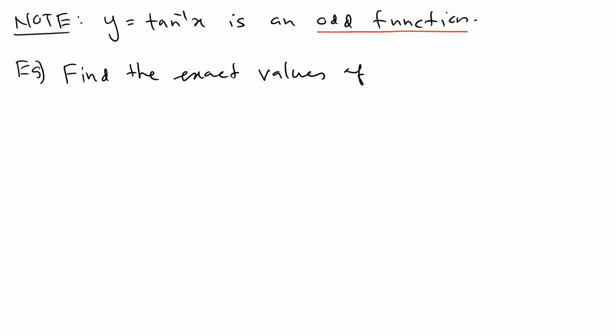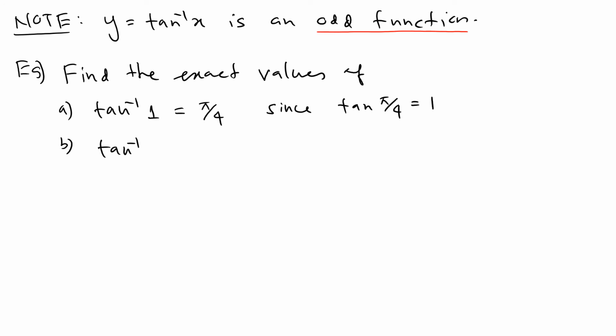Find the exact values. The first one, tan inverse 1. What we're trying to do is find an angle whose tan is 1. From the table, it's clear that it is pi over 4, since tan pi over 4 equals 1. So let's do the next one. Let's say tan inverse negative 1 over square root 3.